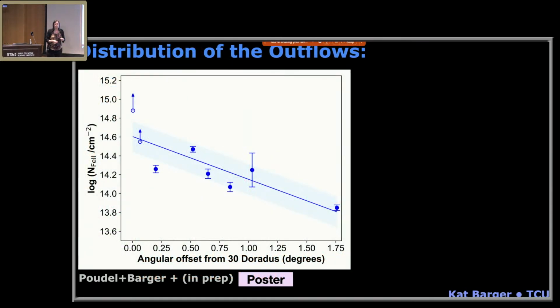Another thing is that we look at how the column densities change as a function of getting angularly farther and farther away from 30 Doradus. Here we have the angular shift, where on this side we're closer to 30 Doradus, and here we're getting further and further away. Over here we have the iron 2. There's a steady drop as we get away from 30 Doradus, which isn't too surprising because that's a very bursty, very active region, and we expect a lot of outflows in that direction. The regions around it just aren't nearly as active, so that's not too surprising.